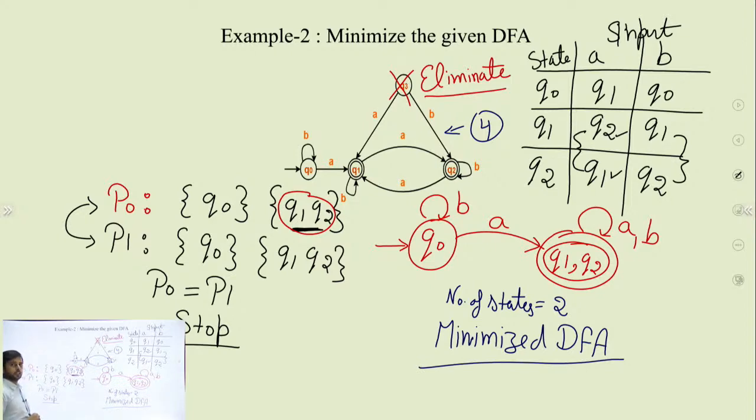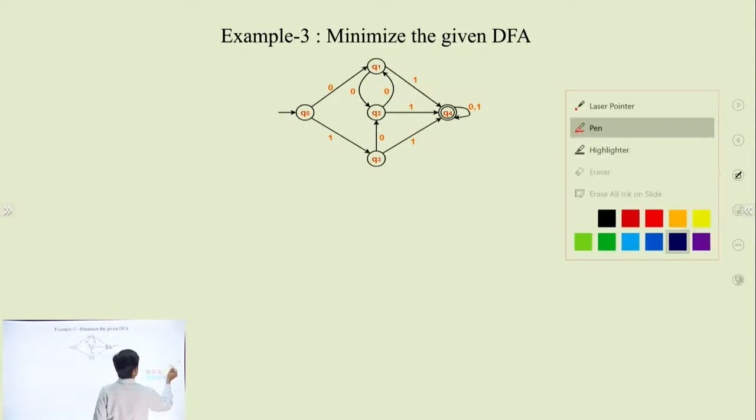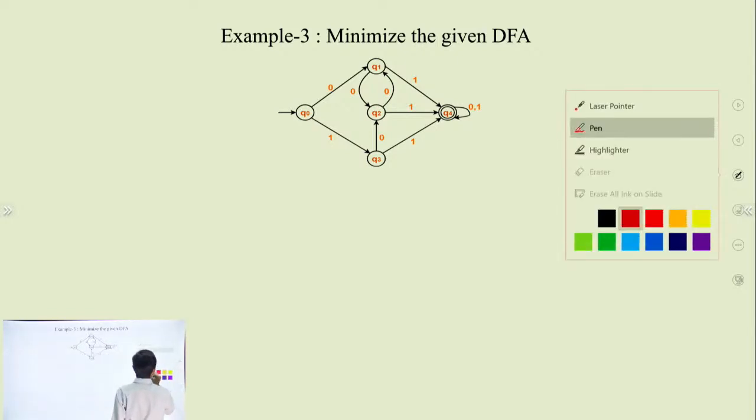Let us see the third example. In this example, let us see, is there any inaccessible state? From Q node we can go to Q1, and from Q2 we can go to Q2, and from Q node we can go to Q4 and to Q3. So all 4 states are reachable. So there is nothing to eliminate. So construct the transition table for that.